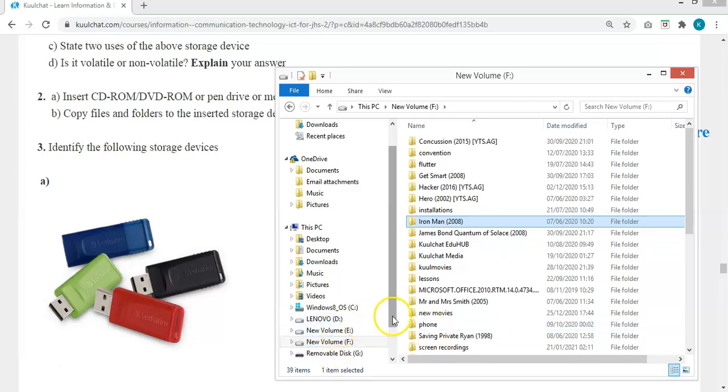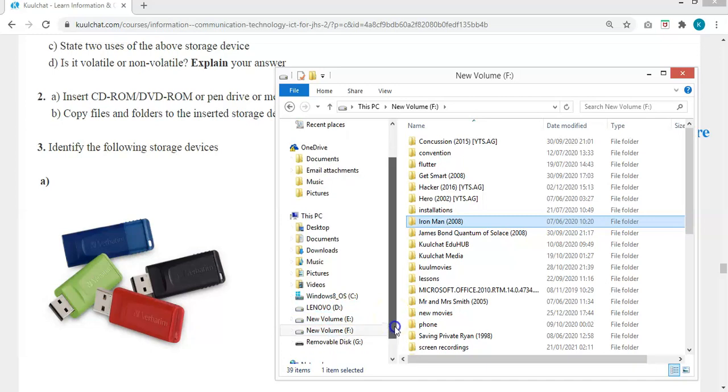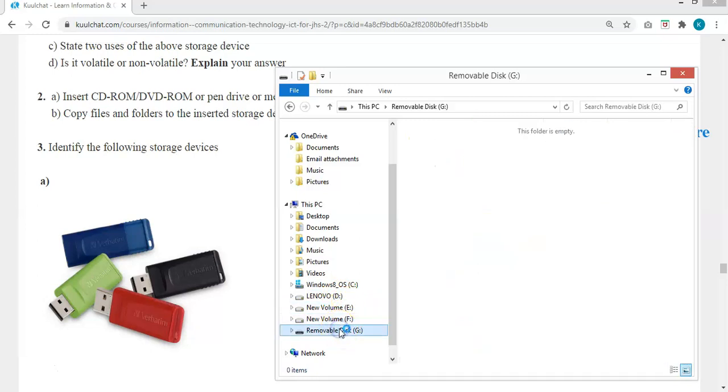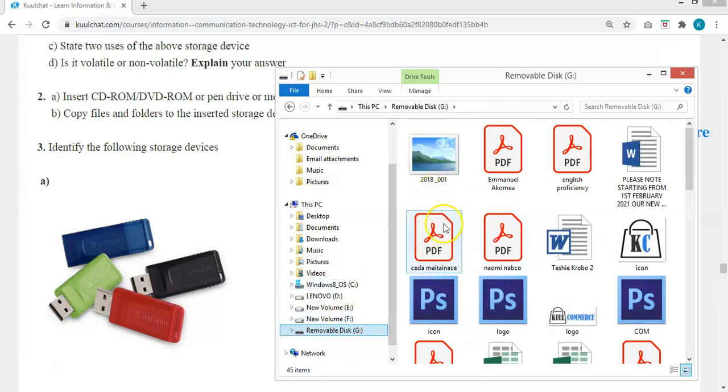Now, the drives can also be seen at this side. So you can also see the drives over here. Before we connected, we have our C drive, we have our D drive, we have our E drive, and we have our F drive. So this was the inserted one. Once we click, it shows you the content of it.